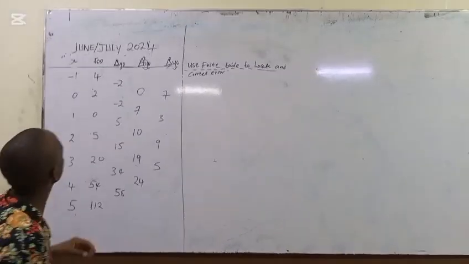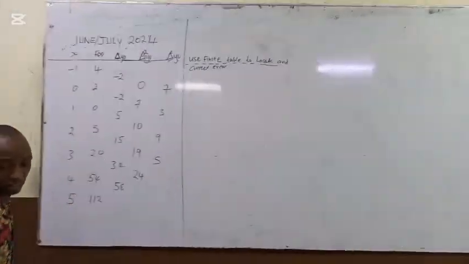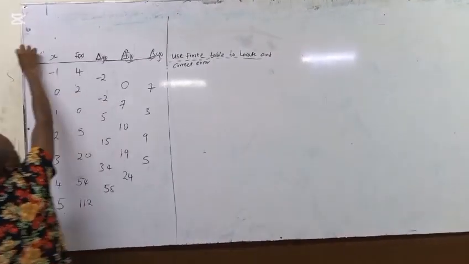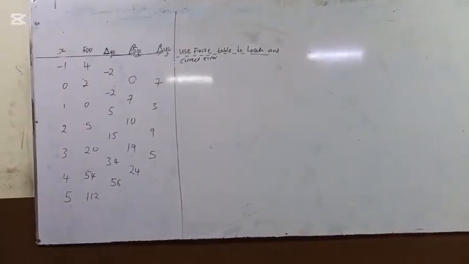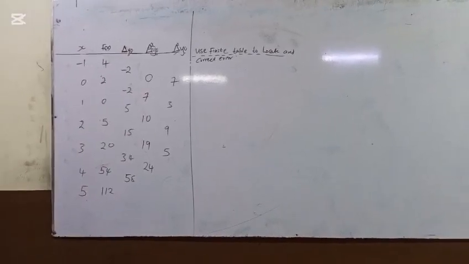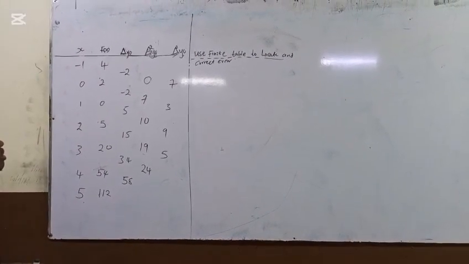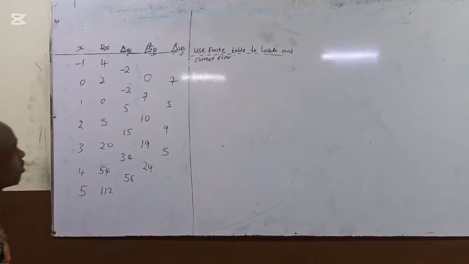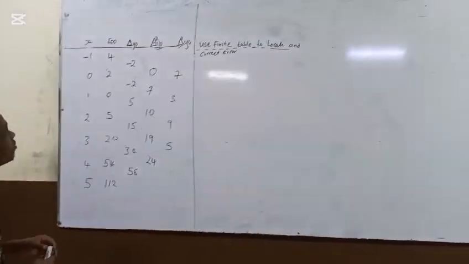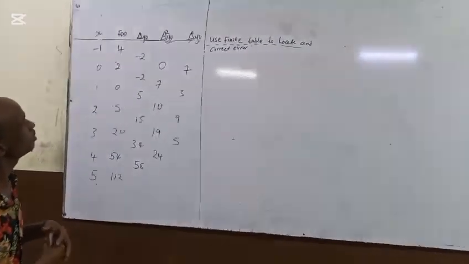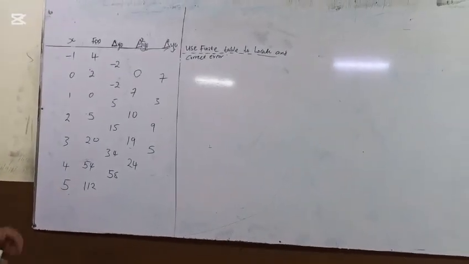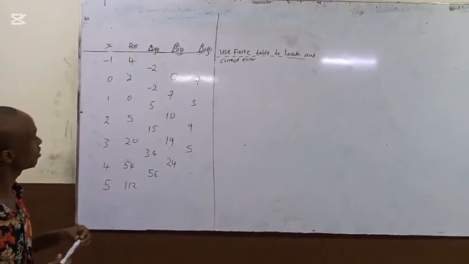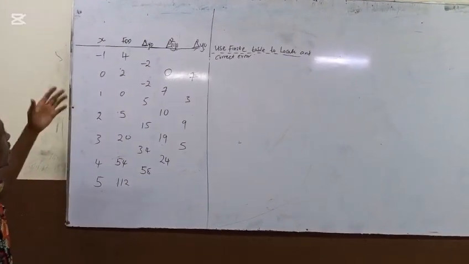This is another example, but the series is different. Again, the third polynomial. So they were told to create a table, a finite table, to locate and correct error. That's why we have created it up to that difference. Again, you know how to create the table. I will not repeat how to create the table. I have created the table.